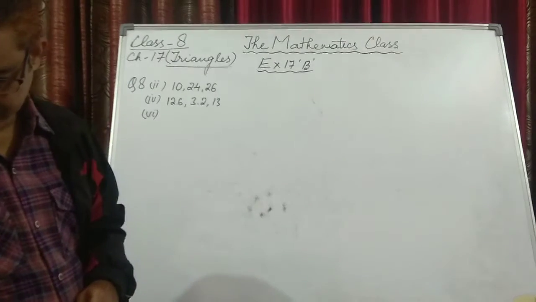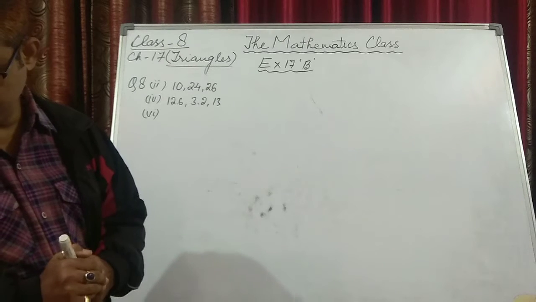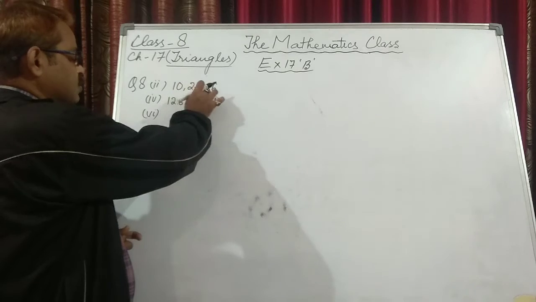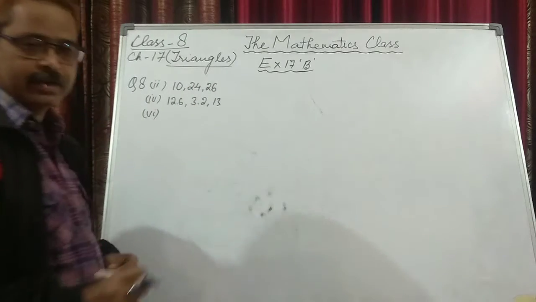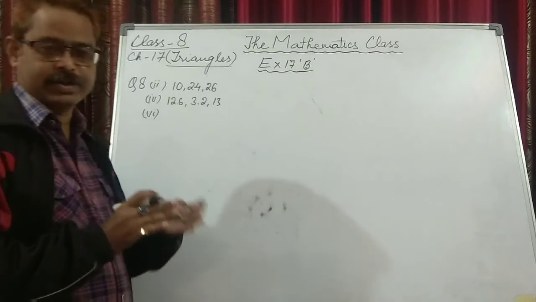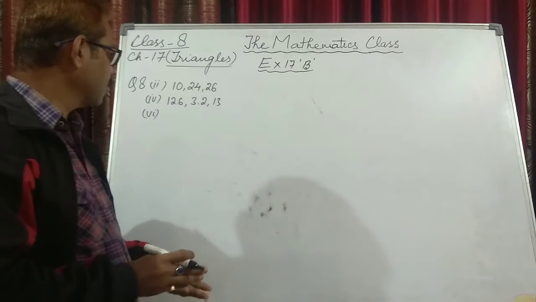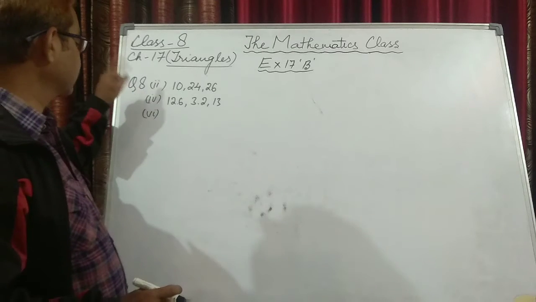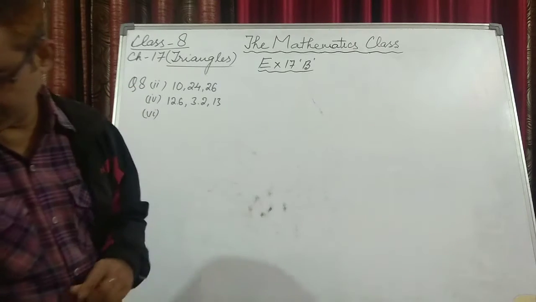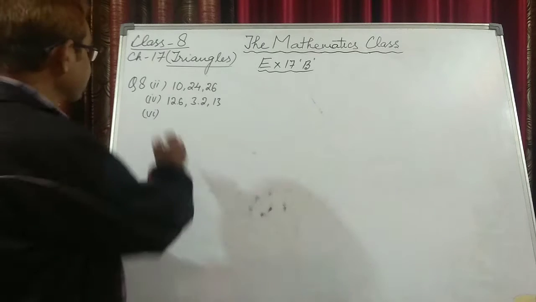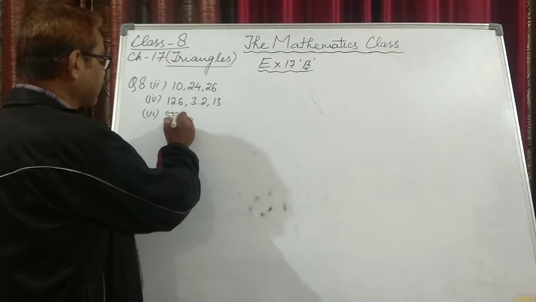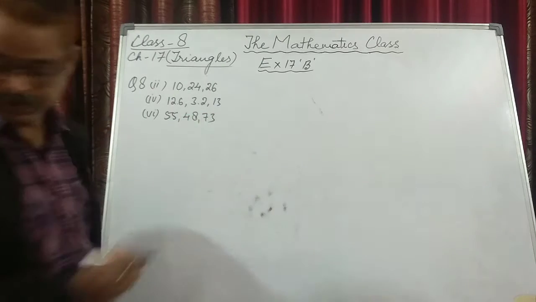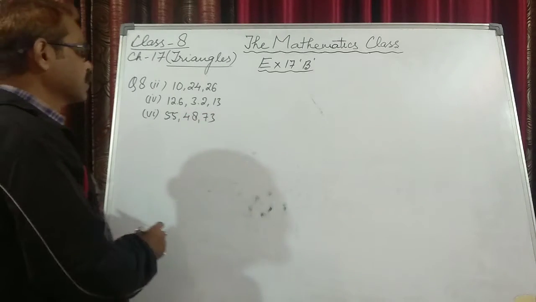What is question number 8? They say determine if a triangle with the sides of the given length is a right angle. So these are the sides of a triangle given, and we have to find out whether it is a right angle, an obtuse angle, or an acute angle triangle. So I will be doing question number 8, second part, fourth part and sixth part. The sixth part is 55, 48 and 73. These are the sides of the triangle given.